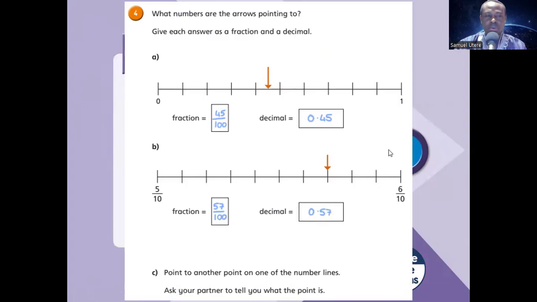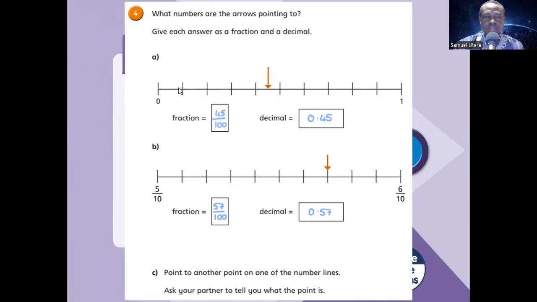For question 4, you were asked, what number are the arrows pointing to? Give each answer as a fraction and as a decimal. Now you can see that there are 1, 2, 3, 4, 5, 6, 7, 8, 9, 10. There are 10 intervals. And the difference between the start and the end of the number line is 1. So 1 divided by 10 is 0.1 or 1/10.